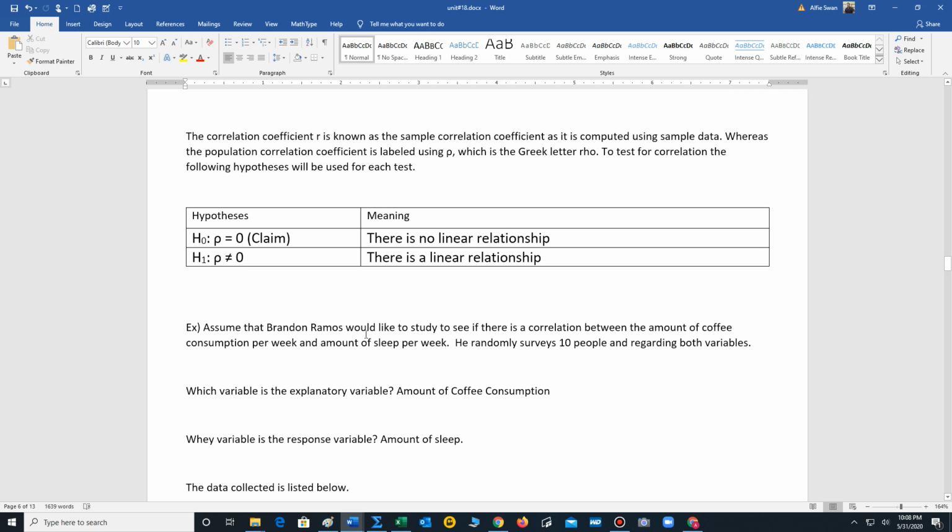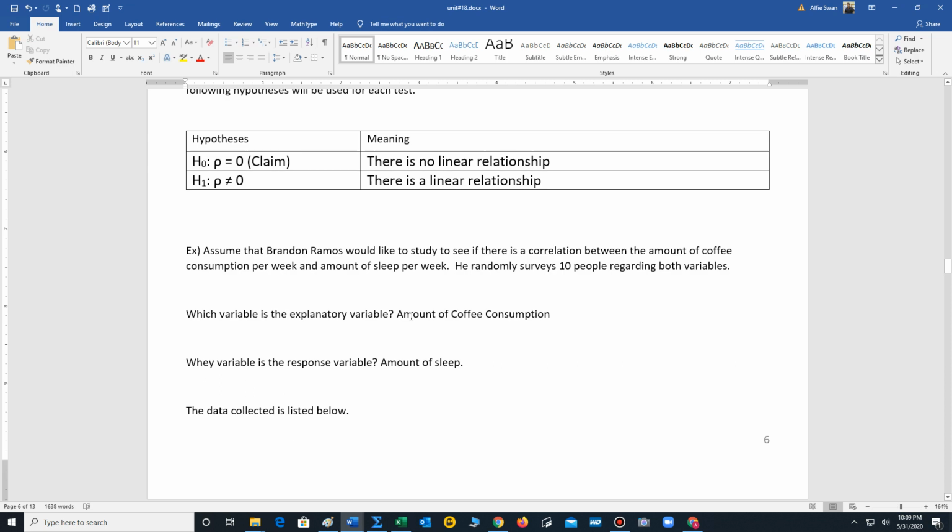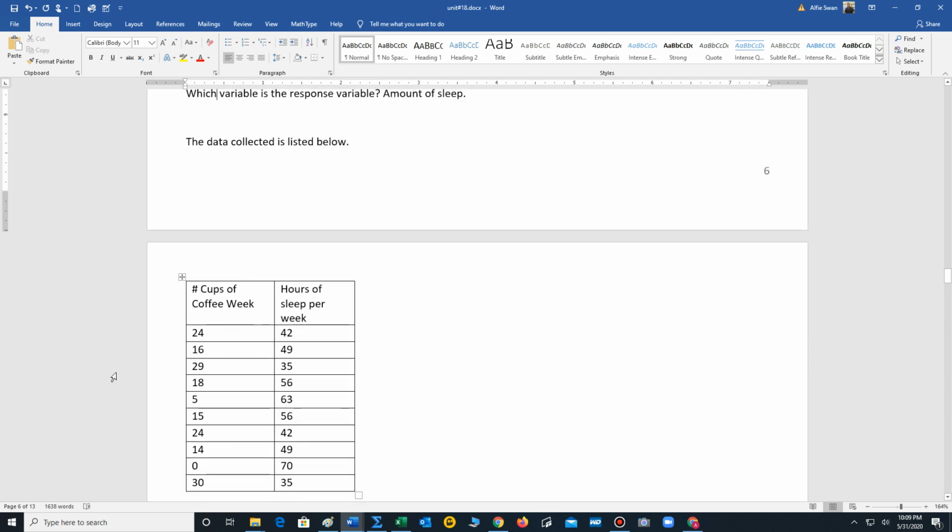Assume that Brandon Ramos would like to study to see if there is a correlation between the amount of coffee consumption per week and the amount of sleep per week. He randomly surveys 10 people regarding both variables. Which variable is the explanatory variable? The amount of coffee consumption. Which variable is the response variable? The amount of sleep. Coffee is affecting sleep. That's the assumption here. So we collect our data, so Brandon has the data available to us.